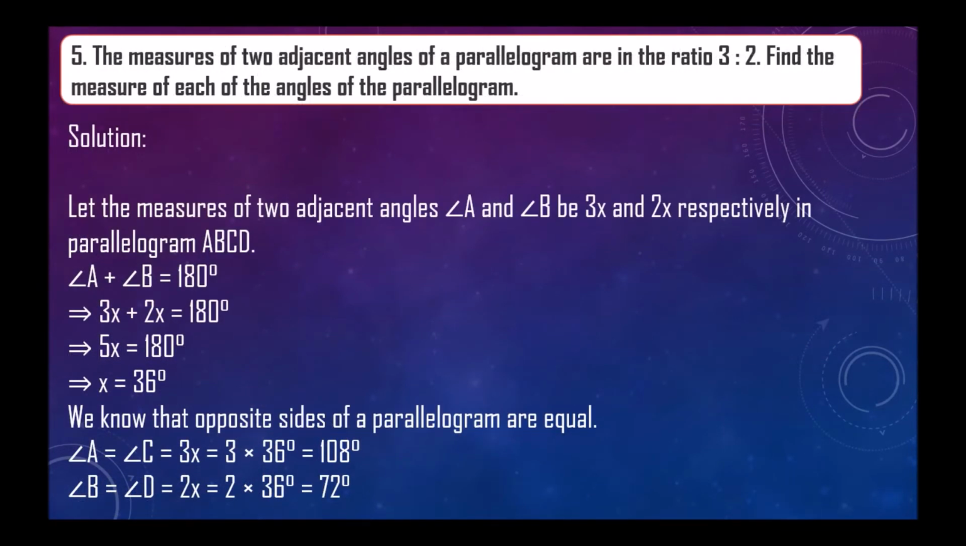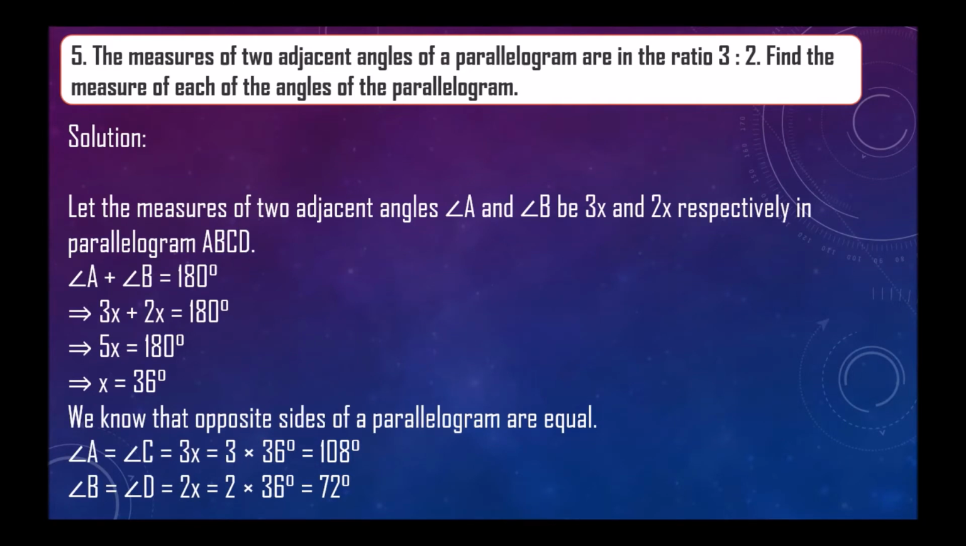Fifth question: the measures of two adjacent angles of a parallelogram are in the ratio 3:2. Find the measure of each of the angles of the parallelogram. So let the measures of two adjacent angles, angle A and angle B, be 3x and 2x respectively in parallelogram ABCD. So angle A plus angle B equals 180 degrees. So 3x plus 2x equals 180 degrees. So 5x equals 180 degrees. So x equals 36 degrees.